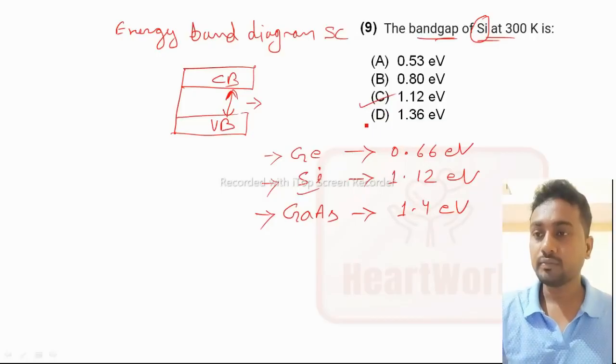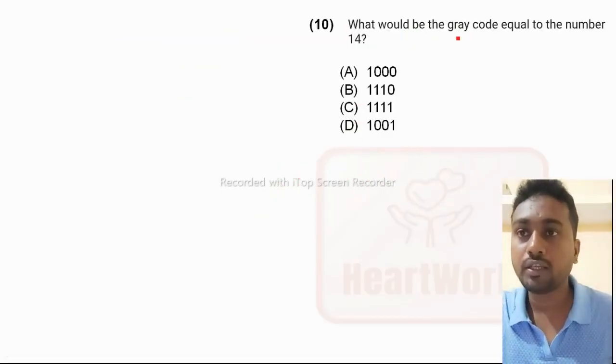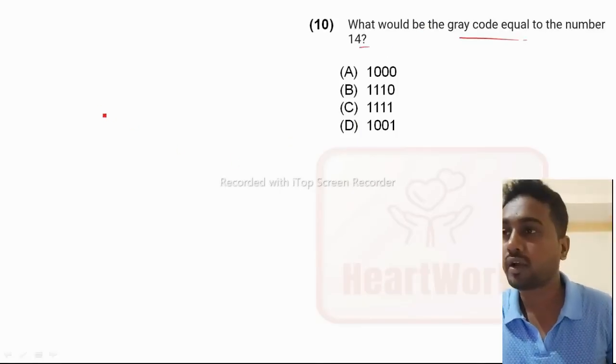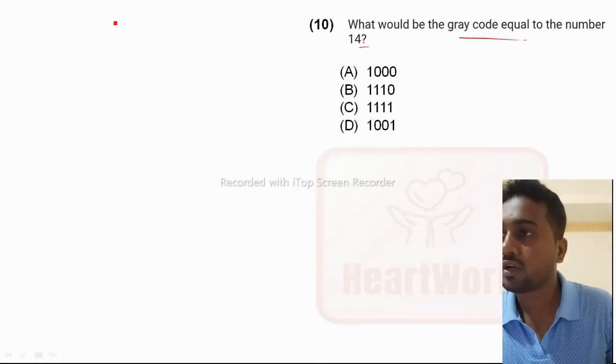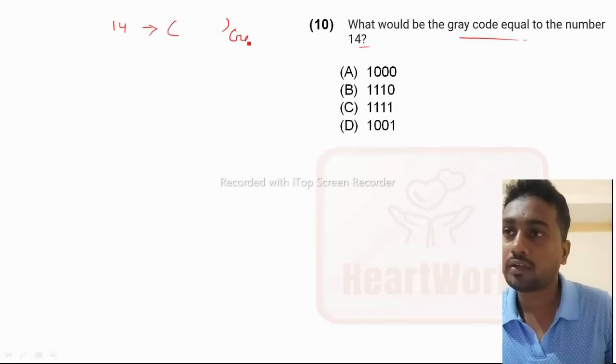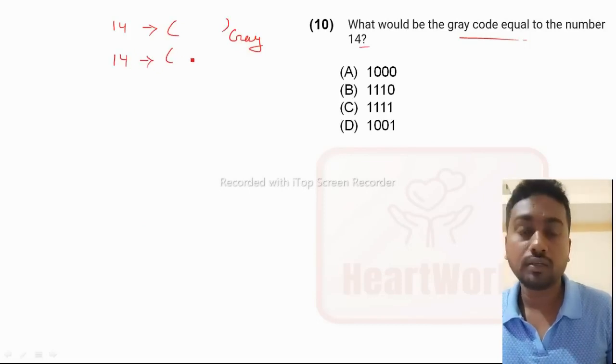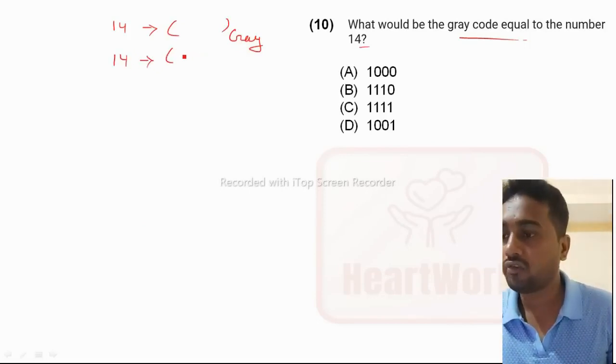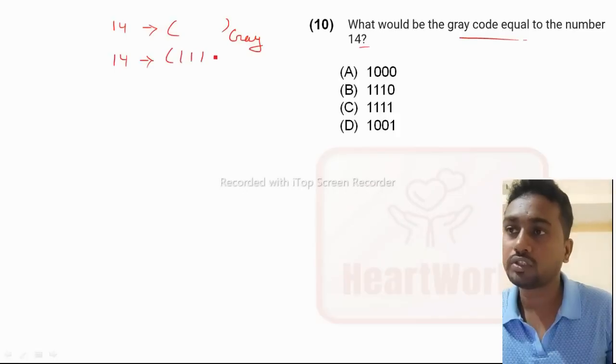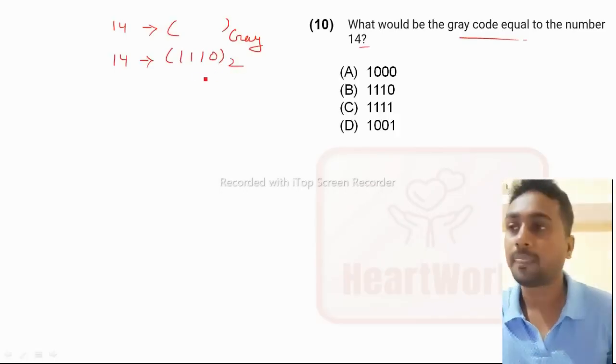Okay. Next, what would be the gray code equal to the number 14? So for 14 we have to find the gray code. Before that, we have to convert this to binary. So what is the binary value of 14? It is 1110.